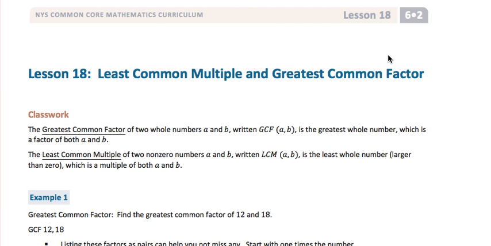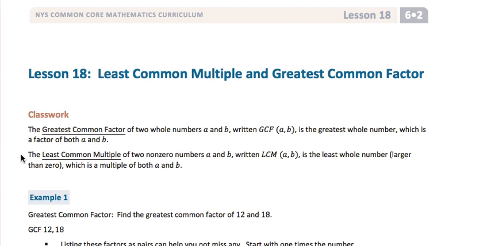In Module 2, Lesson 18, we're going to explore the least common multiple and the greatest common factor of two numbers. A reminder, the greatest common factor of two numbers is the greatest whole number. Notice the term whole number, which is a factor of both A and B. In other words, the biggest whole number that goes into both of the numbers.